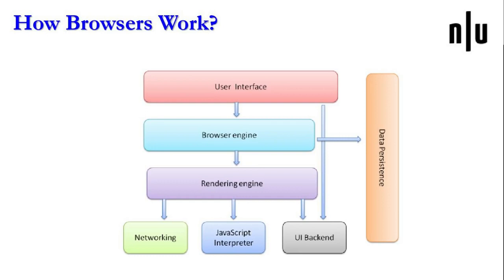And the JavaScript interpreter: different browsers have their own JavaScript interpreters. We have V8 for Chrome, SpiderMonkey for Firefox, and so on. Then we have the data persistence layer. Browsers also have to save some data. For example, when you log into a web page and click remember me, the browser remembers it via your cookies, which are stored on the client side. This is the data persistence layer.